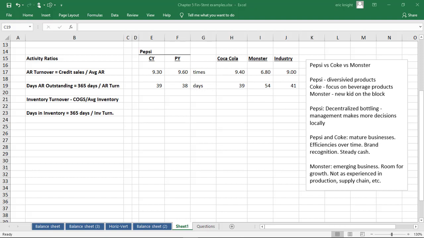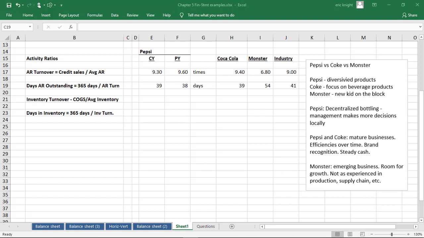We see we're not too far off though for Pepsi and Coke. Both of them are under 40 days. Monster is much higher at 54 days. And the industry average is much closer to Coke and Pepsi. So we got a kind of a good feeling now for how these companies are dealing with this part of their operation, which is getting the receivables turned into cash. They also are dealing with inventory, so that's definitely a key part of their business.